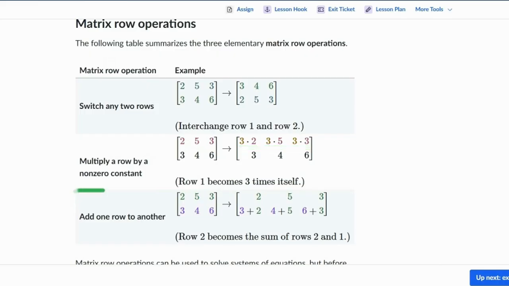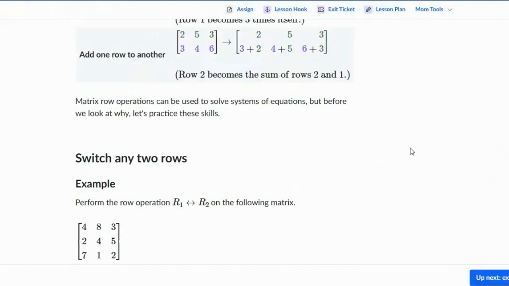Another thing we could do is add a row to another row. Row 1 did not change. It's still 2, 5, 3. But for the second row, we took the first row and the second row and added them together: 3 plus 2, 5 plus 4, 3 plus 6. So it becomes 2, 5, 3 and 5, 9, 9.